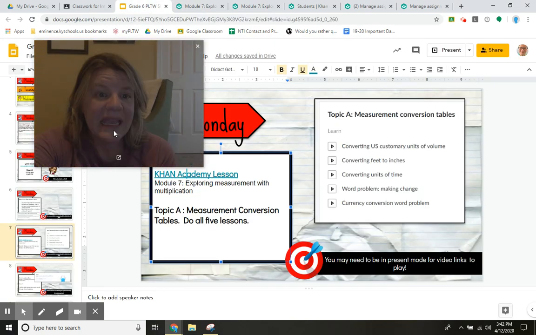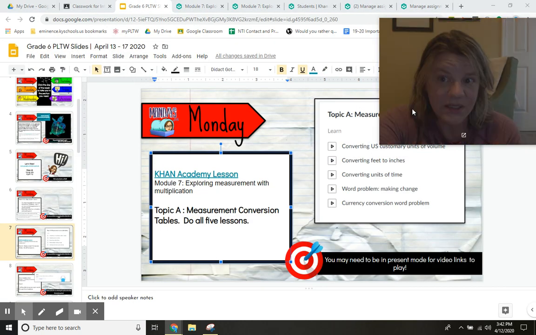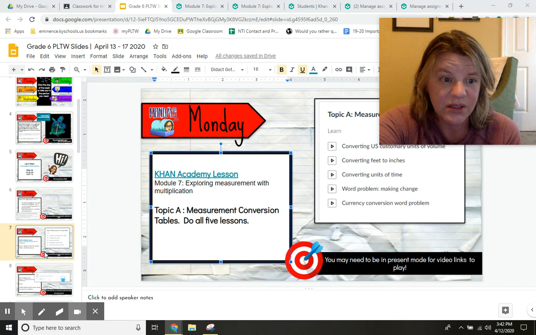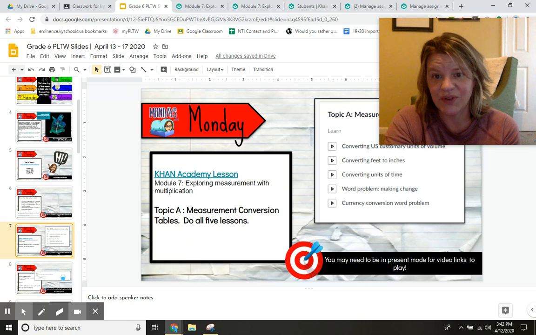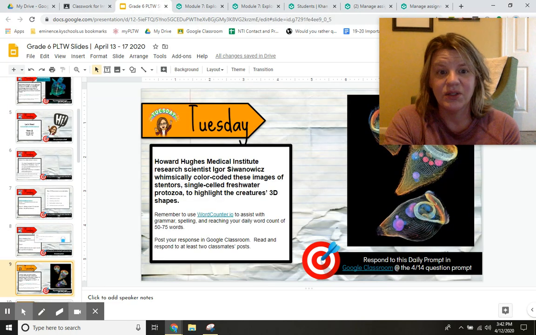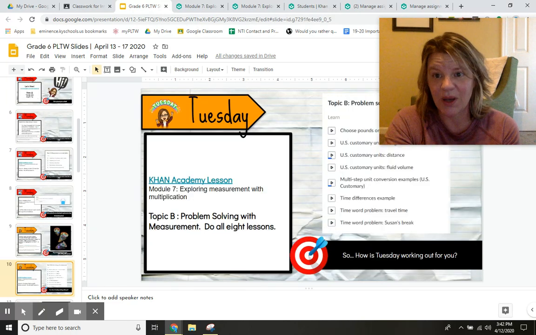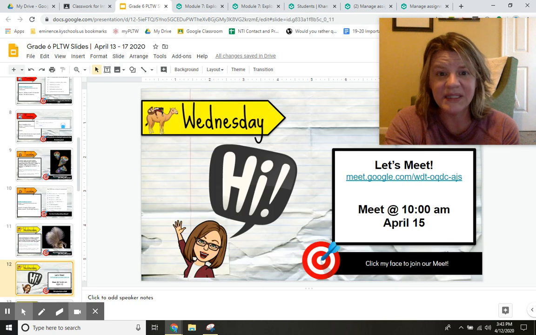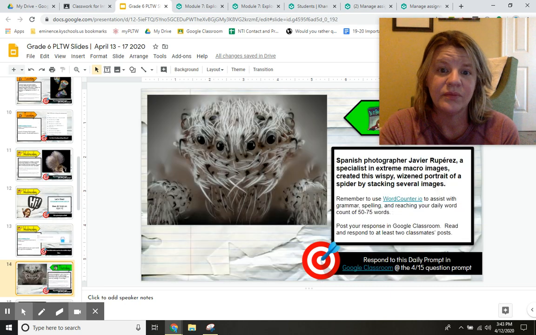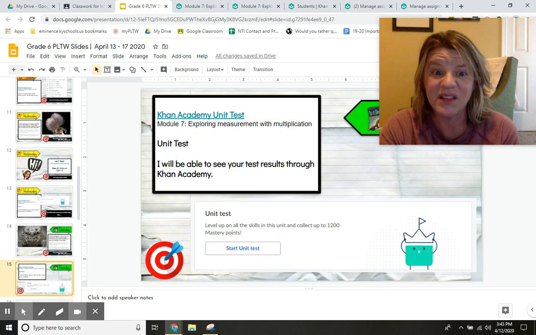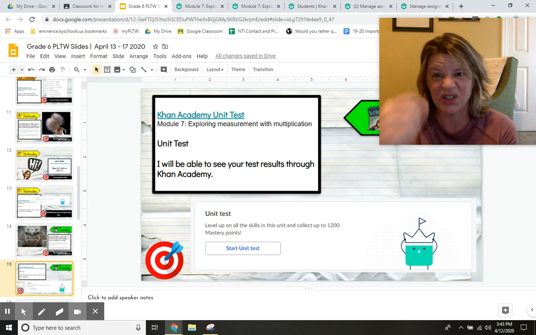So in our slide deck for the week, I keep moving myself around. We're like dancing here digitally. I've got that just broken down. Monday, the lesson for those things and the quiz. Tuesday, just the lesson for topic B. Wednesday, we have a meet and quiz 2. Thursday, there's your warm-up and then the unit test. I think the unit test is just 12 questions long.